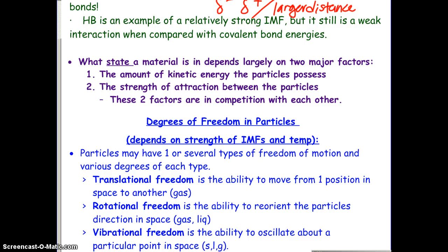However, if we're talking about chemical changes, we're breaking bonds. We're breaking ionic bonds or covalent bonds. However, you can still talk about the IMFs present too.